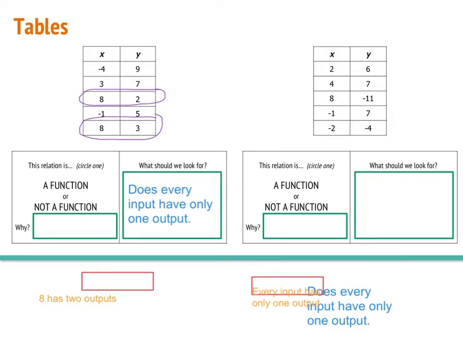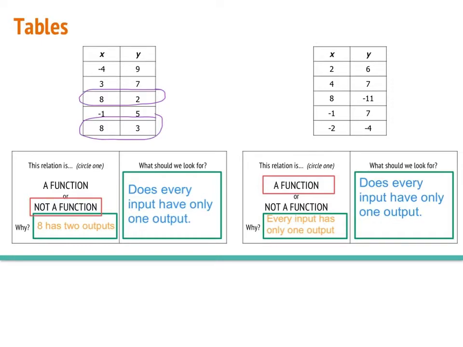According to our definition of a function, every input can have only one output. That means this relation is not a function because 8 has two outputs. 8 has two different y values. So try the next example on your own. Hopefully you are able to determine that this relation is a function because every input has only one output. There were no repeated x values in this table. So let's move on to our next example.